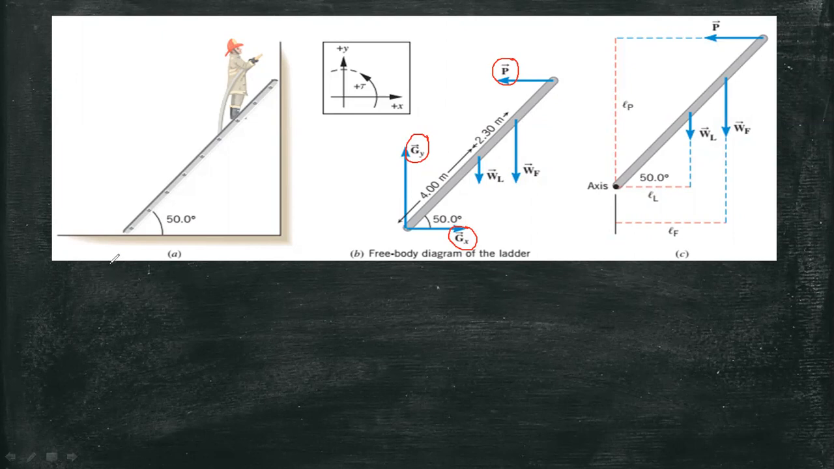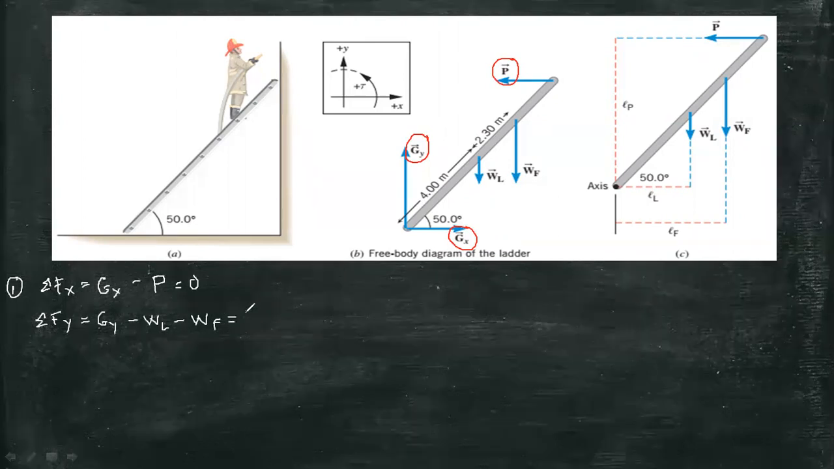Okay, so let's have our summation of Fx is equal to Gx minus P, since we only have two forces along the x component, which is equal to 0. This is our first equation. So summation of Fy is equal to Gy minus the weight of the ladder minus the weight of the firefighter, which is equal to 0. So this is our second equation.